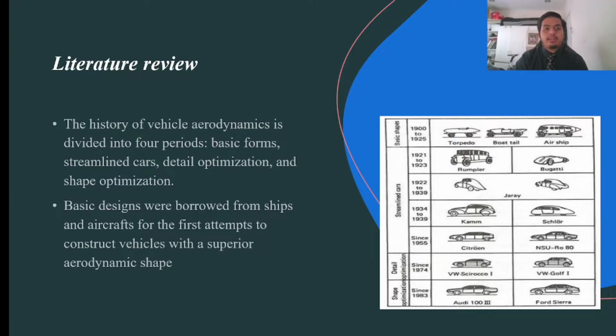For the literature review, the history of vehicle aerodynamics is divided into 4 periods: basic shapes from 1900 to 1925, then streamlined cars from 1921 until 1955, then moving on to detail optimization since 1974, and then shape optimization since 1983 until now. Basic designs were borrowed from ships and aircraft for the first attempts to construct vehicles with a superior aerodynamic shape.